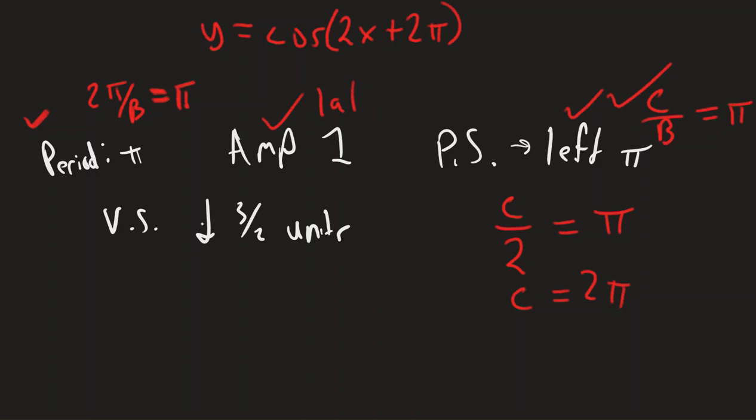And then vertical shift to go down, I need to subtract. So I can either put that here or here, 3/2. And then that's good too. So it looks like it's got all the pieces. So that would be the function that would match up with it.